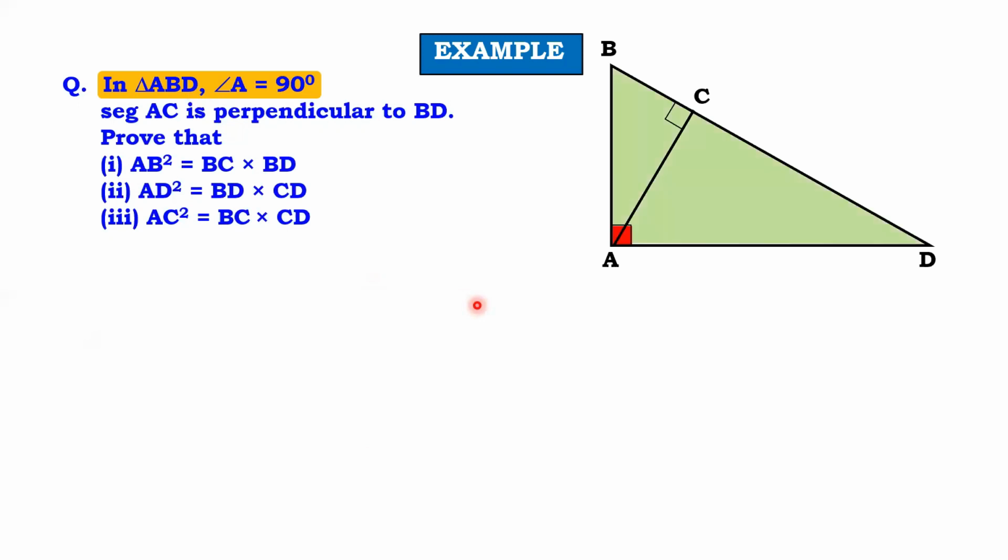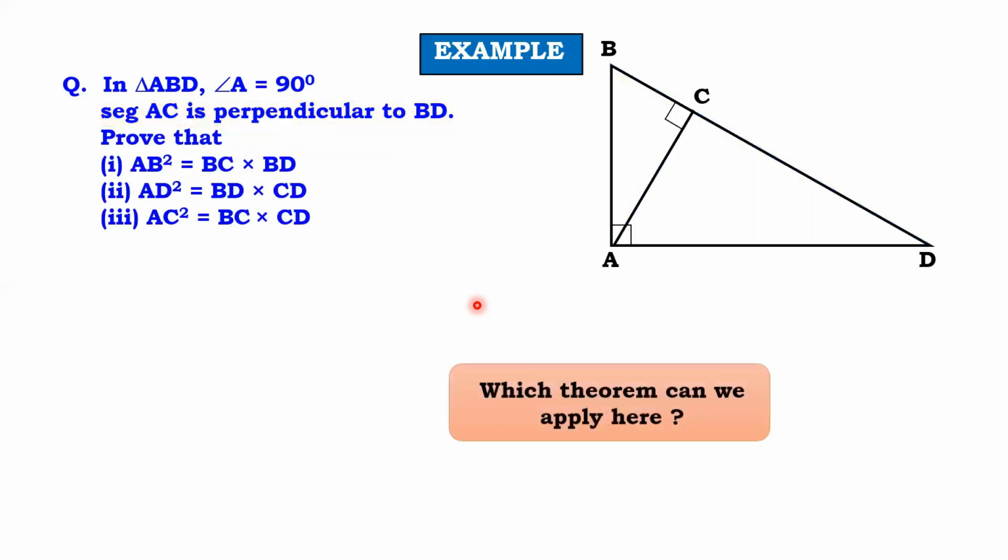Angle A is 90 degrees, we all know. Then what further do we know? We know that segment AC is perpendicular to BD. So from a right angle, a perpendicular is drawn to the hypotenuse. That is also given. So tell me, students, which theorem can be applied? Yes, we can apply the theorem on similarity of right angle triangles. Because the first condition, there is a right angle triangle. Second condition, from the right angle, a perpendicular is drawn to the hypotenuse. If these two conditions are there in the figure, we can use the theorem on similarity of right angle triangles.